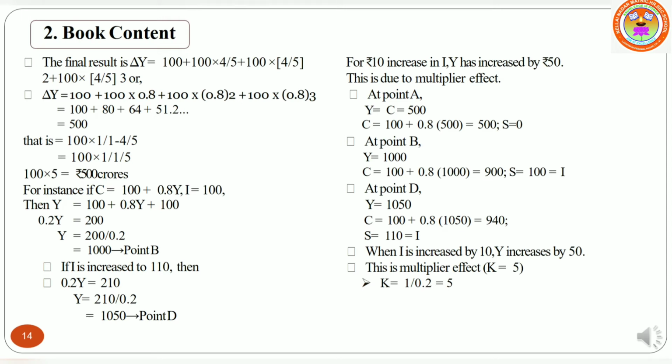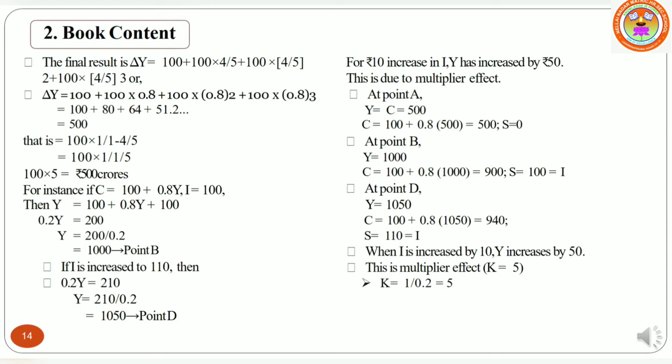For instance, if C equals 100 plus 0.8Y, I equals 100, then Y equals 100 plus 0.8Y plus 100. Taking it to the left, Y minus 0.8Y means 0.2Y. 100 plus 100 is equal to 200. So Y equals 200 divided by 0.2, we are getting 1000. So this is point B.